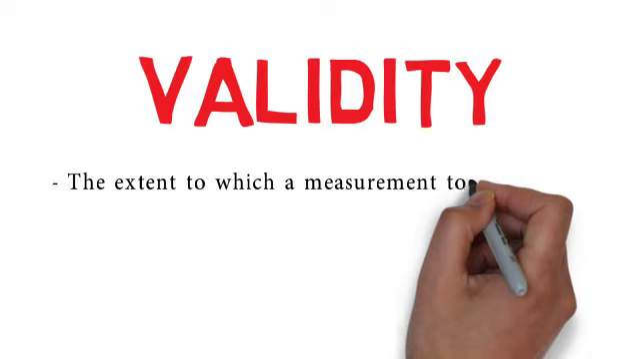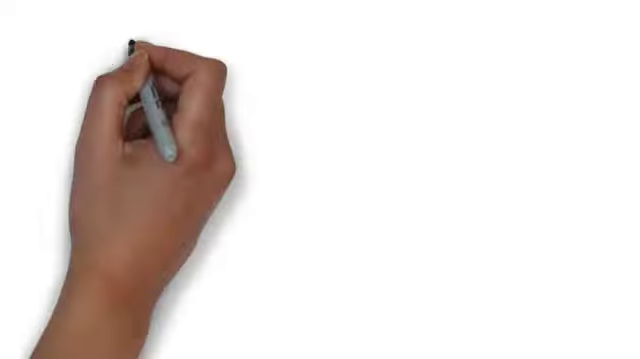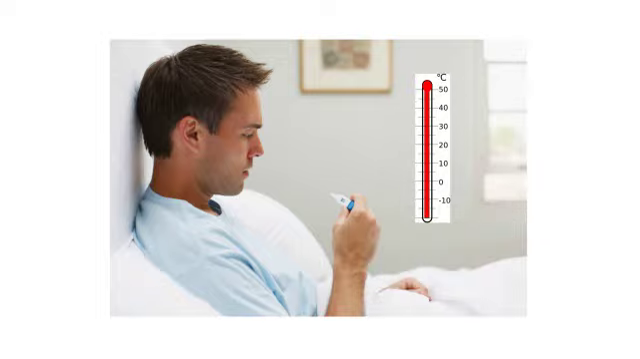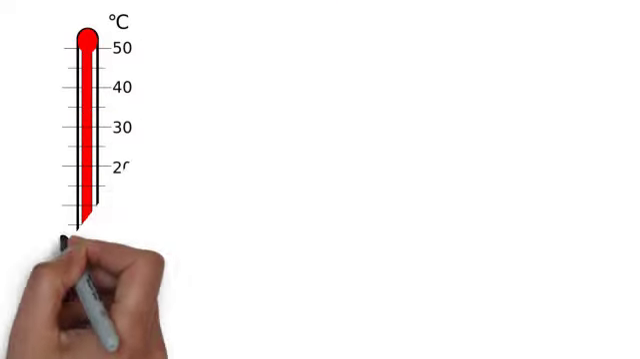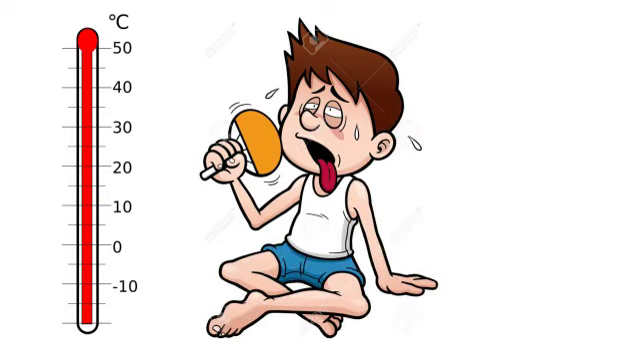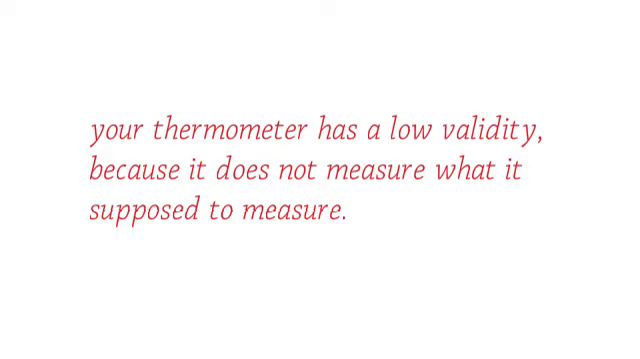Validity is the extent to which a measurement tool measures what it is supposed to measure. For example, gusto mong i-measure ang temperature mo because you're feeling sick. So you get a thermometer to see kung ano ang temperature mo. And when you look at it, umabot ng 50 degrees Celsius ang temperature mo. Hindi ka naman si James Reid para maging ganun ka-hot. But bakit ganun kataas? So you found out na ang minimeasure pala ng thermometer na ginagamit mo ay hindi ang katawan mo but yung temperature ng room mo. So we can say that your thermometer has a low validity because it does not measure what it's supposed to measure.